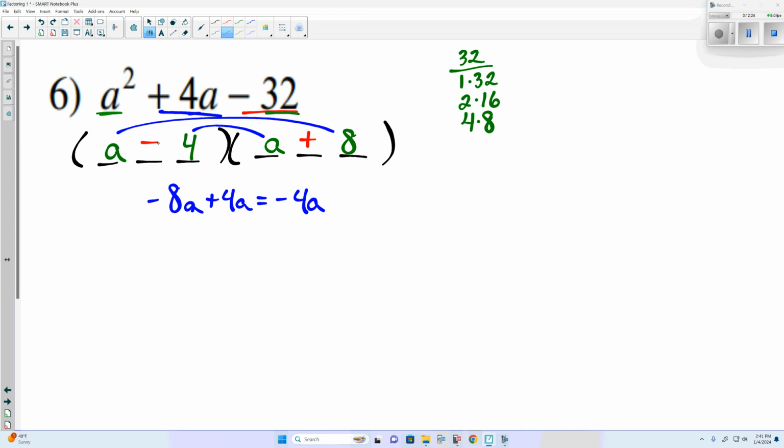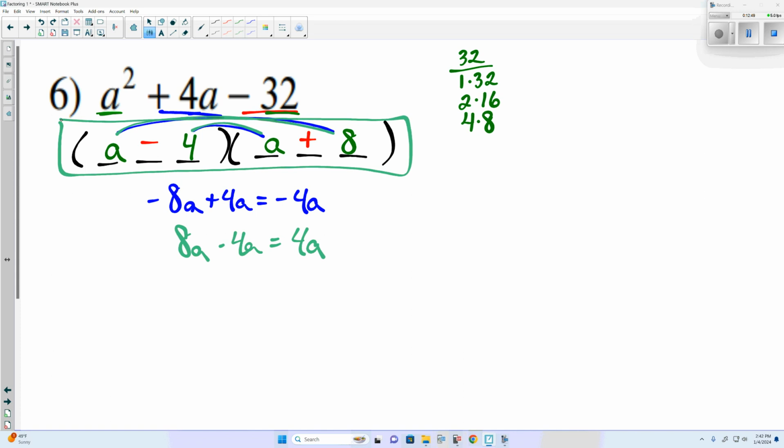I find it easier to just flip the sign, because if the numbers in front of a were different from each other, then we'd have to make sure we get it all set up correctly. But here, just flipping the sign, our a times 8 is now positive 8a. Our negative 4 times a is now negative 4a. And 8a minus 4a is the positive 4a that we wanted. And that's it.